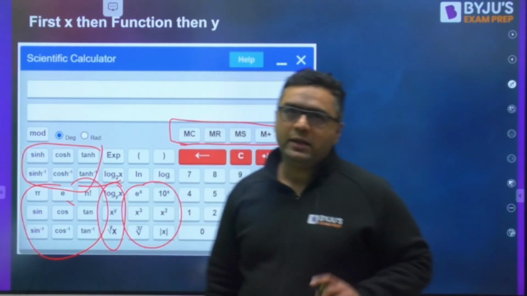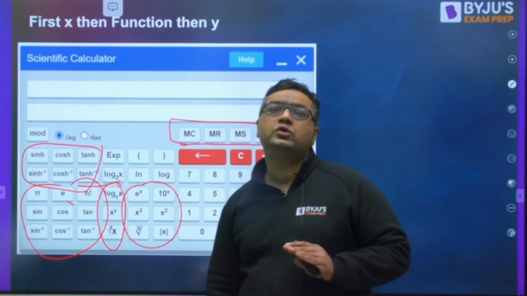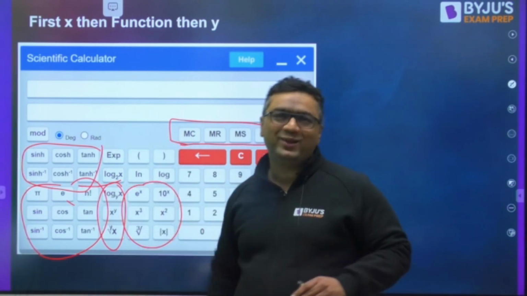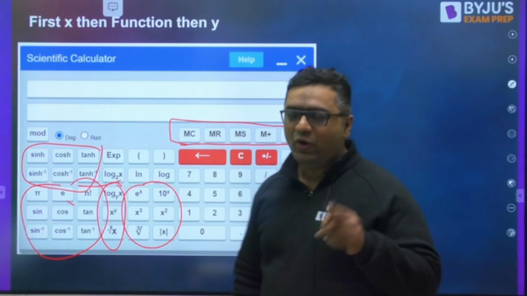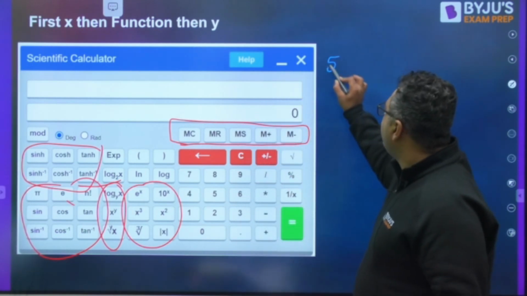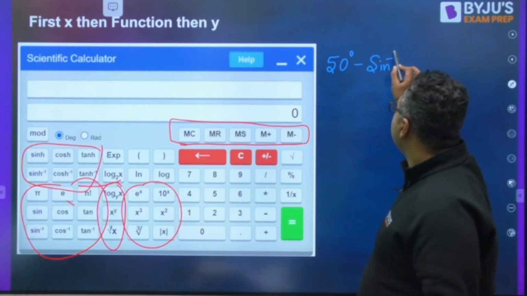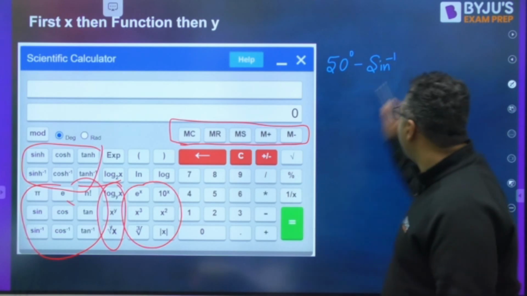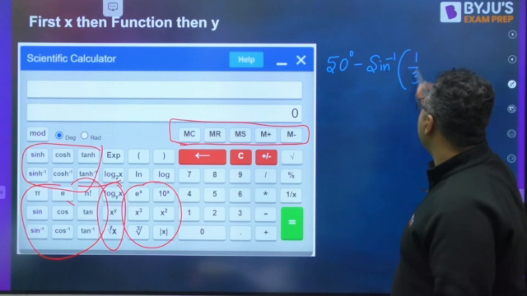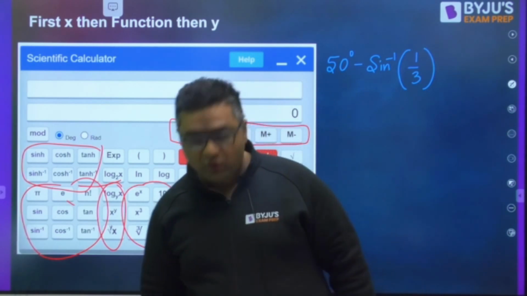Let us say now we are going for a calculation. I have written that in the notebook, because I need to go into the other screen, so that there is no mistake. Let us say I want to go for this calculation: 50 degree minus sine inverse of 1 by 3. I need to go for this.